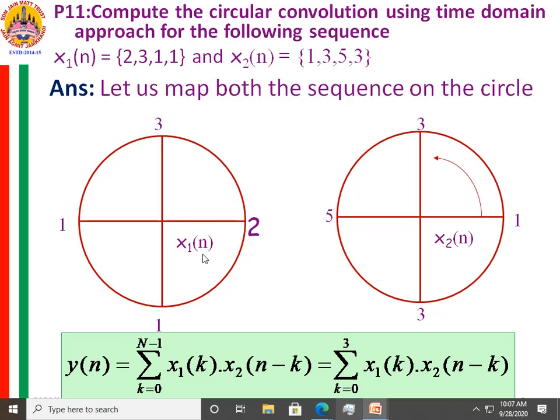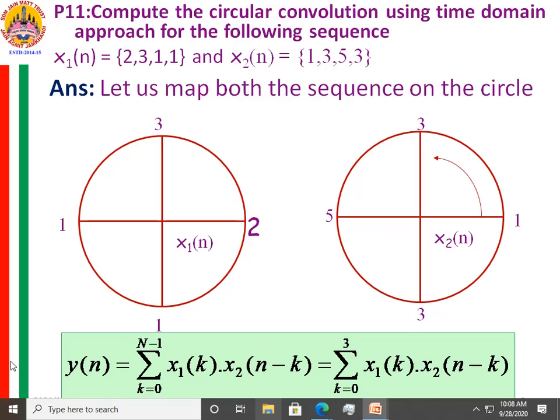Now this is x1 of n which is mapped. This n, if I replace with k, this will become x1 of k. Now we require x2 of n minus k. So this is x2 of n. Now I should plot x2 of n minus k. Now what is this x2 of n minus k?